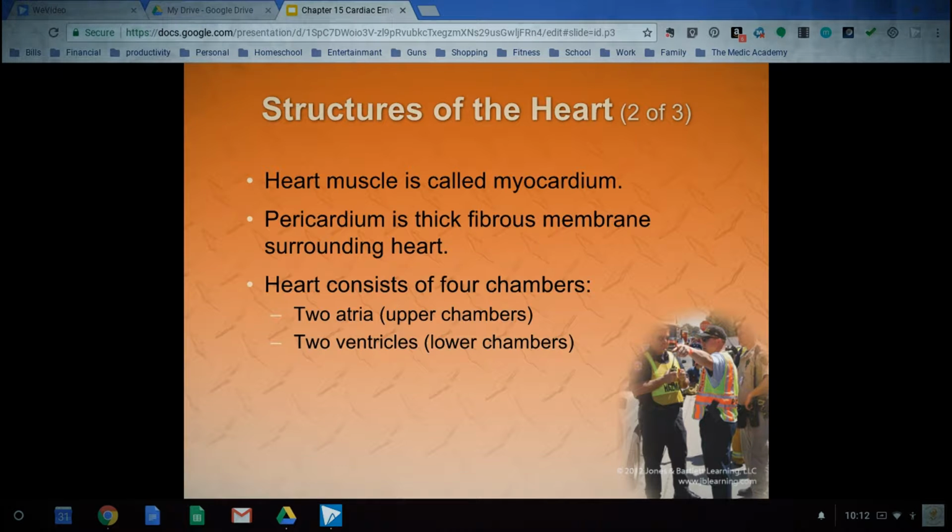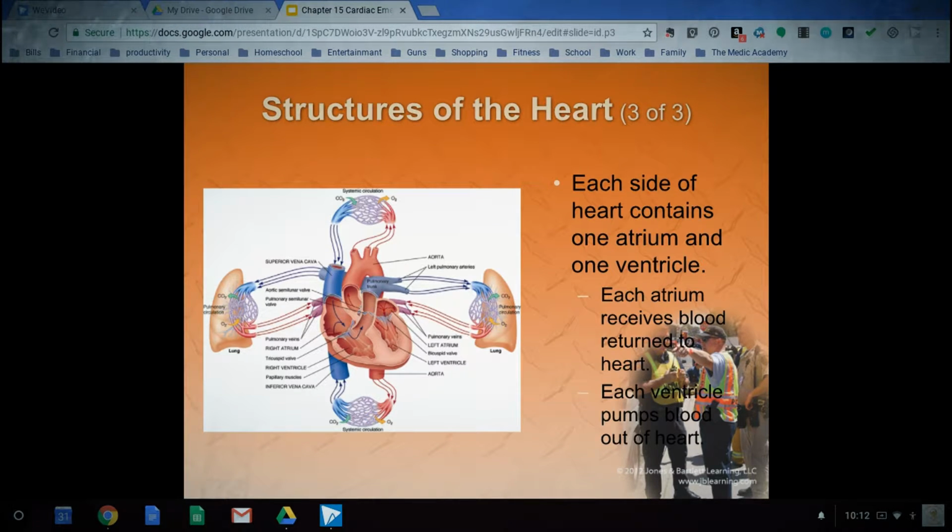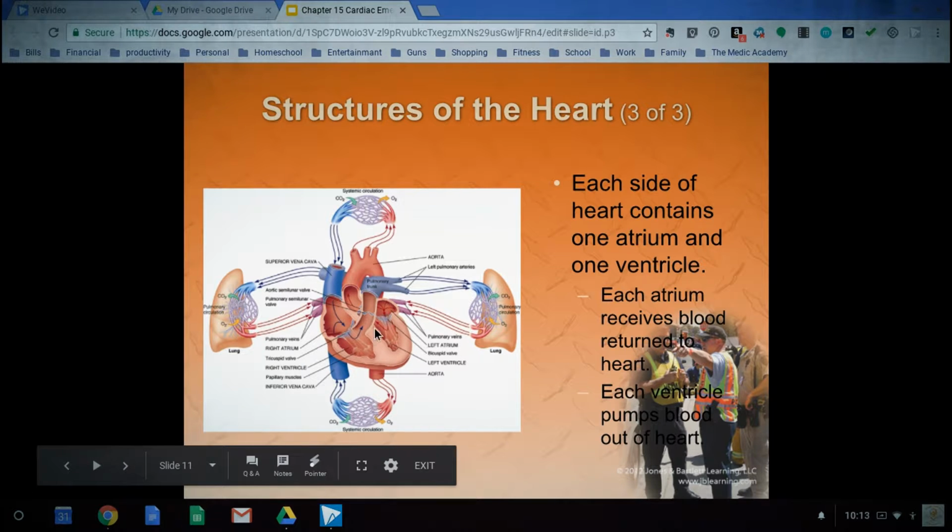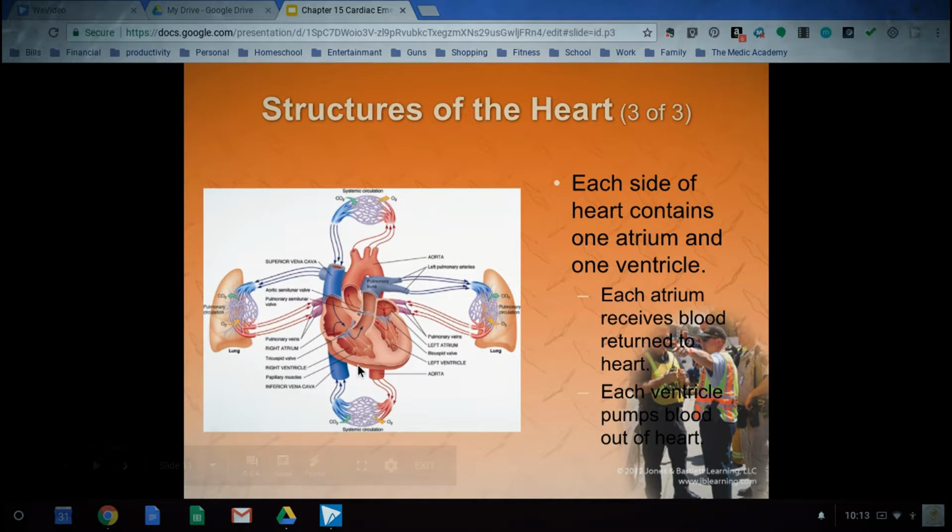The heart consists of four chambers, two atria and two ventricles. The atria are located in the upper part of the heart, and the ventricles are located in the lower part. If we look at this diagram, we're going to look at the anatomical view of the heart. And what we would like to point out and notice is that this left ventricle right here is thicker than the right ventricle. That's due to the fact that the left ventricle has to pump blood further than the right ventricle has to pump.